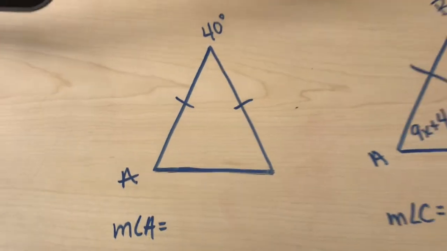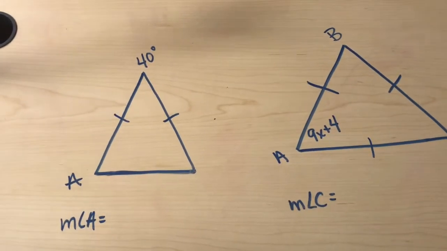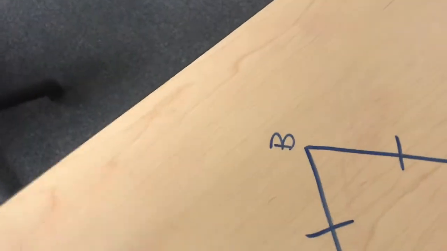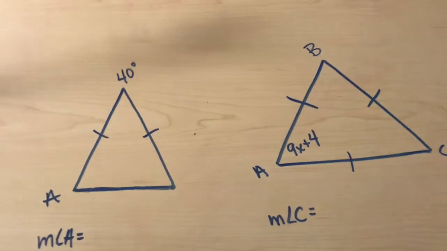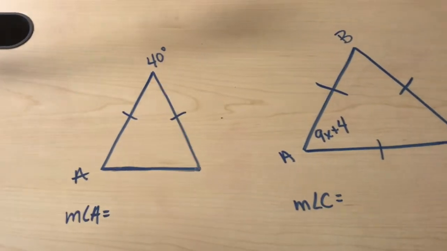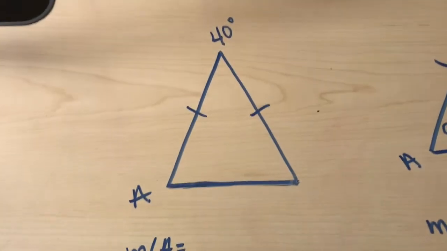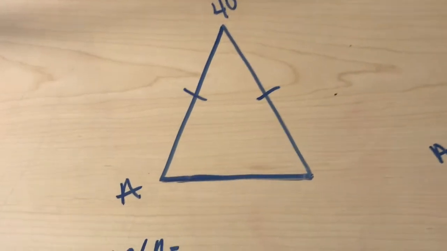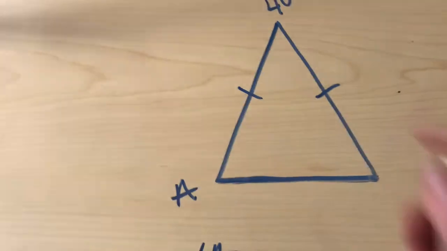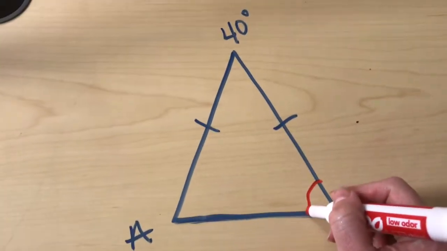Okay, let's see what else we can find. Getting there. Ooh, I think I found something. Okay, so here we have an isosceles triangle and an equilateral triangle, and let's see what we can do. Okay, so let's look at the isosceles triangle first. Okay, we know that two sides are the same, so that means that the opposite angles.